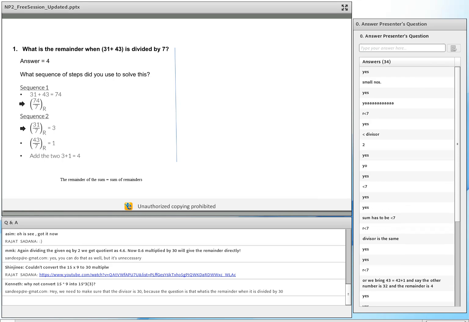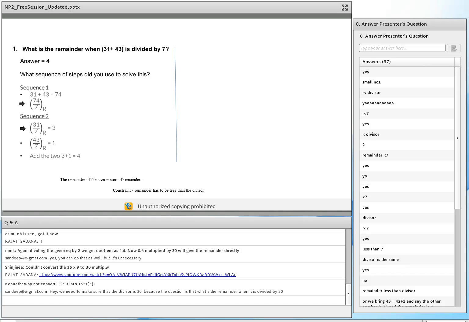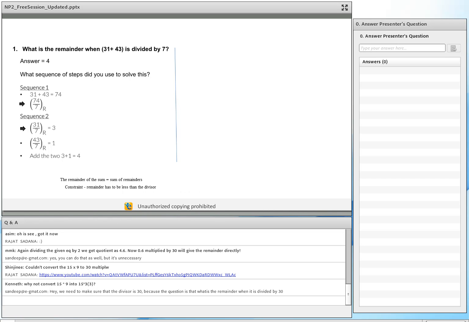Yes. Remember this, that constraint still has to be applied. Now I'm going to prove to you why this works, but remember this for now. All right. Now let's look at what happens when you multiply stuff.